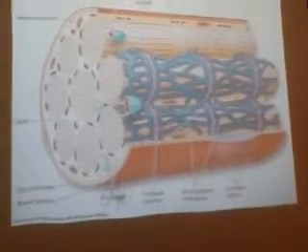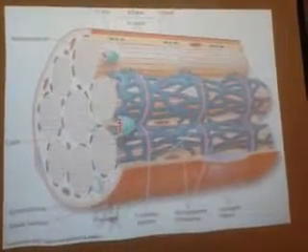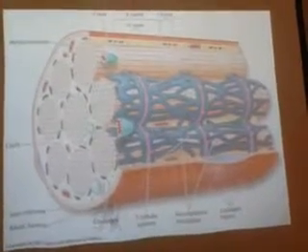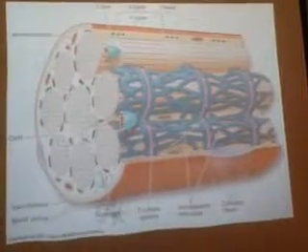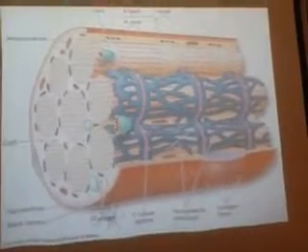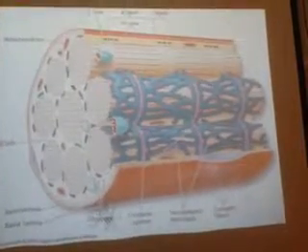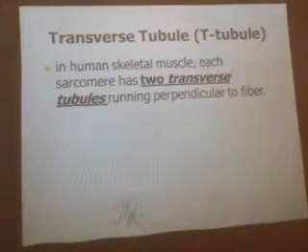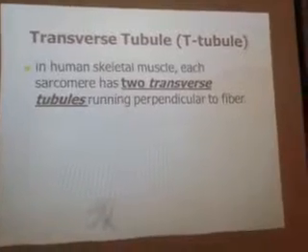Another important thing is here, if you can see the 2 Z discs, in the Z disc you can see 2 tubules. In one sarcomere, 2 T tubules. So these T tubules in human skeletal muscle: each sarcomere has two transverse tubules. T tubules or transverse tubules, both are the same.